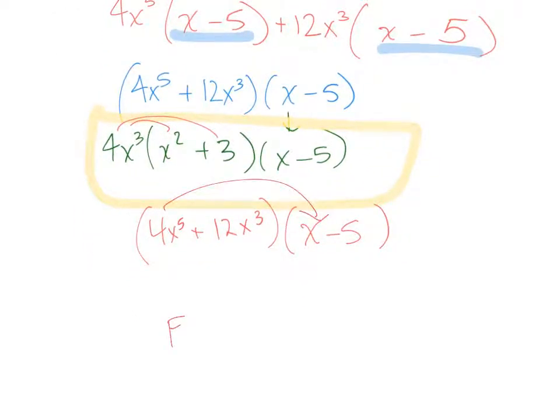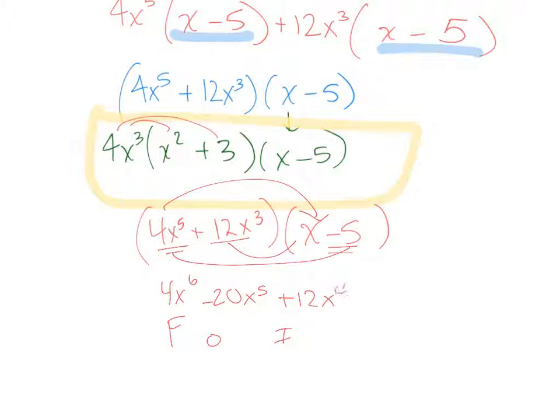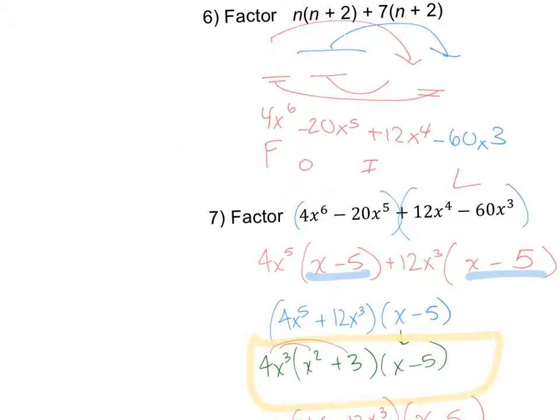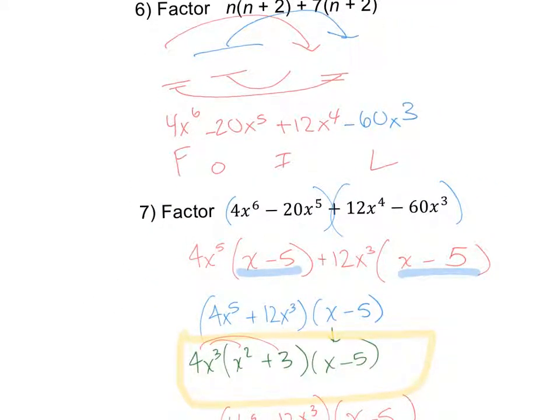First times first is 4x to the 6. Outer times outer is negative 20x to the 5th. My inner 2 terms multiply to positive 12x to the 4. And my last terms, this is where I messed up before, is negative 60x to the 3rd, which, if I look at the original question, I could tell that it's the same, so that means that I factored it out correctly to begin with.